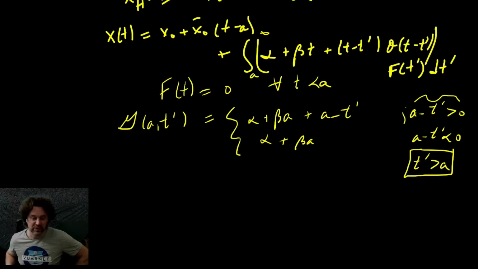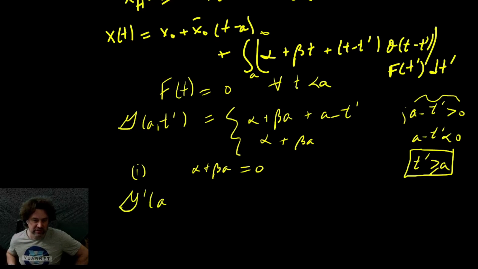So we want to match boundary value conditions for t prime greater than a, and really we are looking at t prime greater than or equal to a. So if we do that, we have here alpha plus beta a equals 0. There's one equation. Now our derivative gives us another equation.